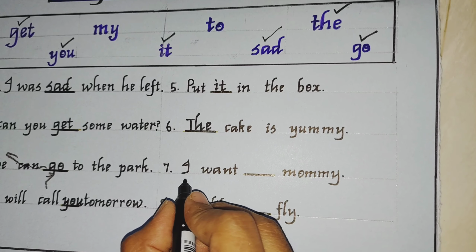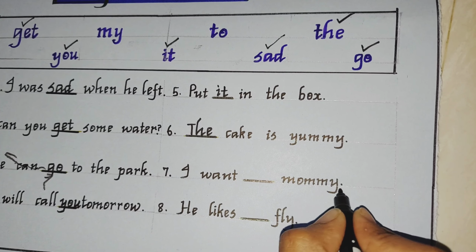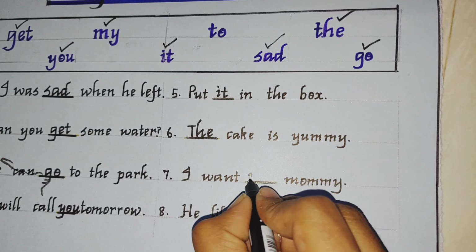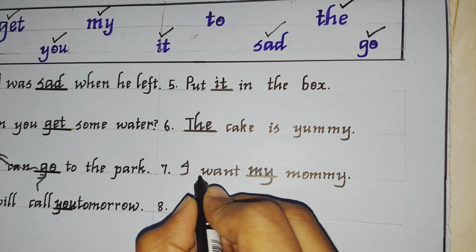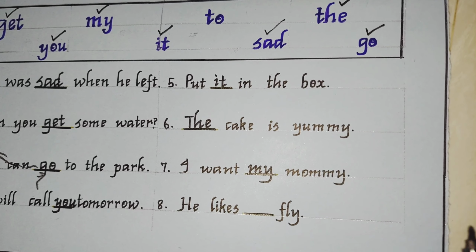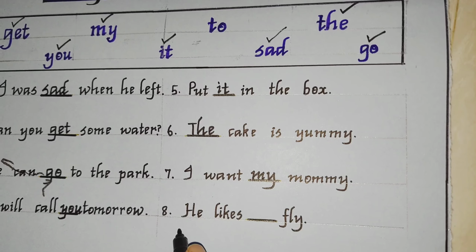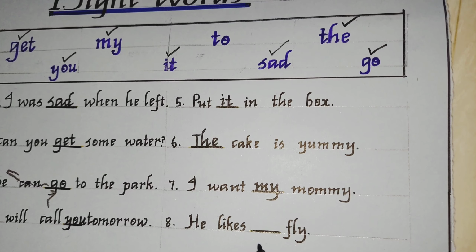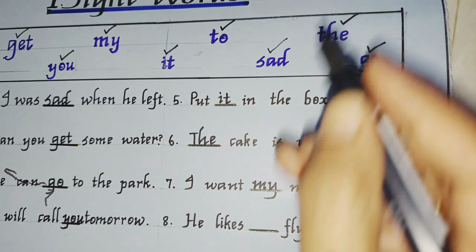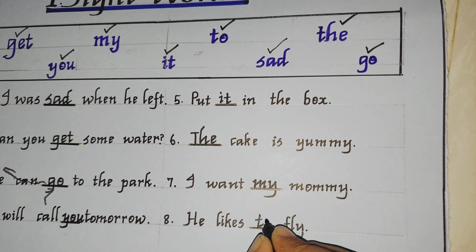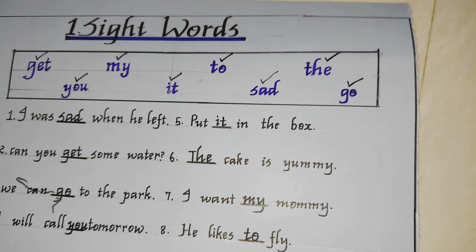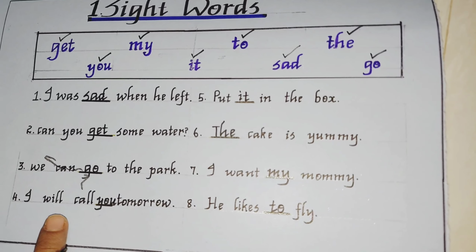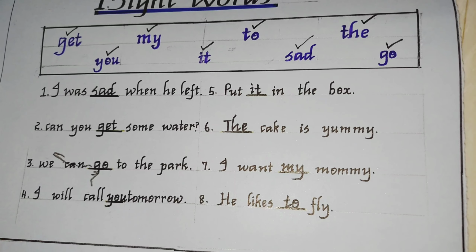The next sentence is I want dash mommy. The answer is my. M-Y. I want my mommy. Eighth sentence is he likes dash fly. He likes to fly. T-O. These are the sight word simple sentences where kids can practice these sight words.